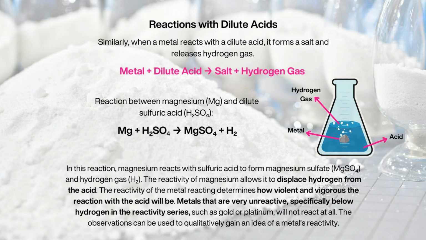The reactivity of magnesium allows it to displace hydrogen from the acid. The reactivity of the metal reacting determines how violent and vigorous the reaction with the acid will be. Metals that are very unreactive, specifically below hydrogen in the reactivity series, such as gold or platinum, will not react at all. The observations can be used to qualitatively gain an idea of a metal's reactivity.